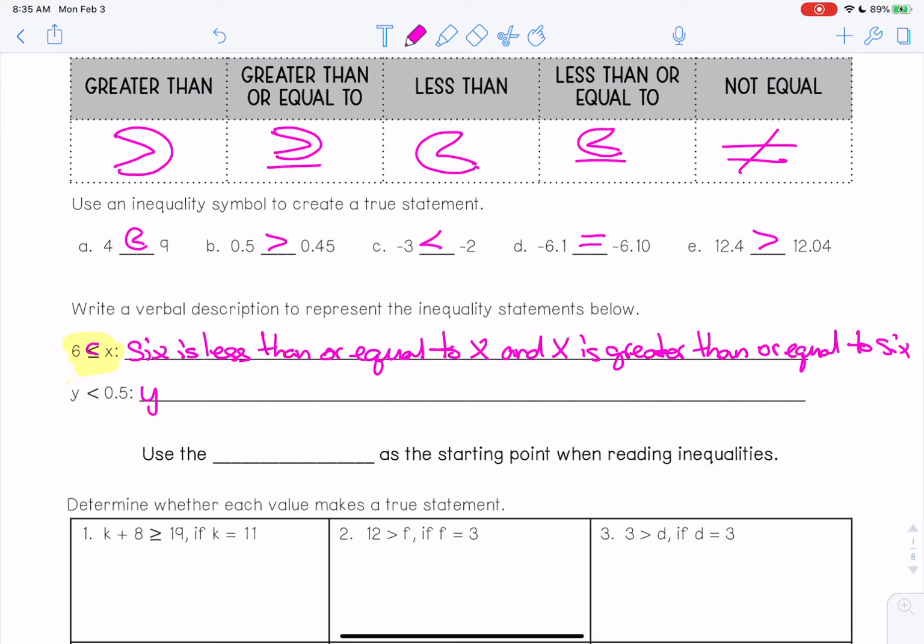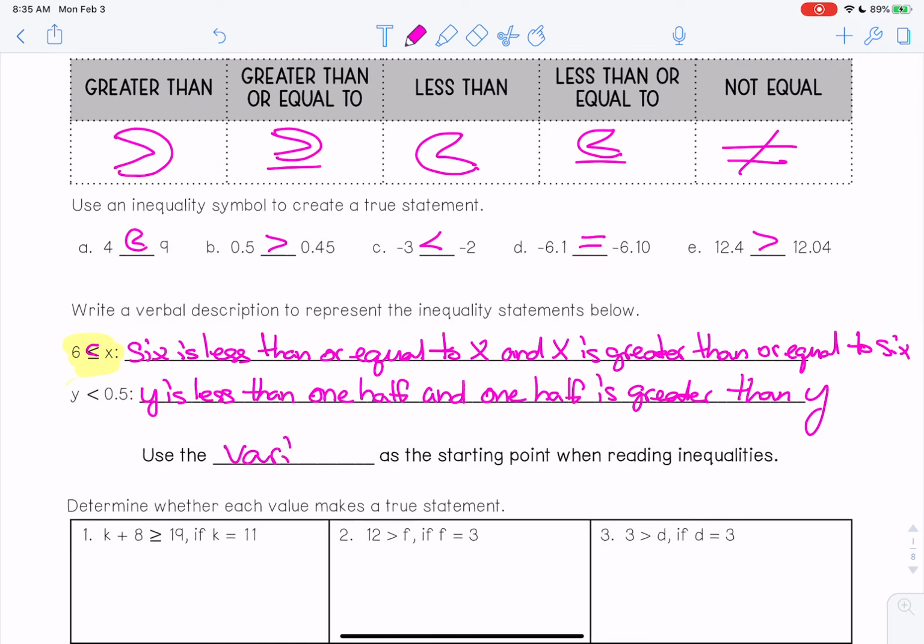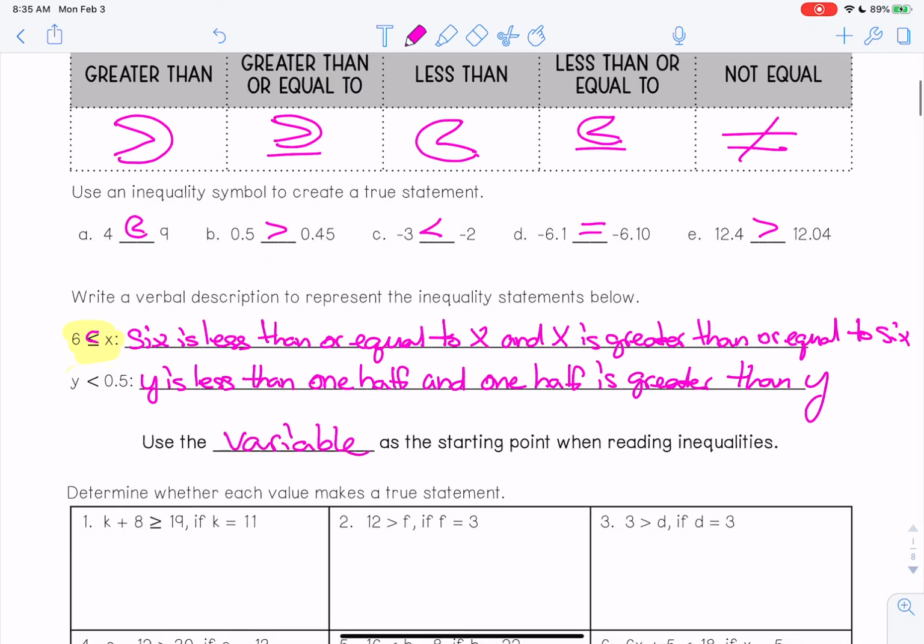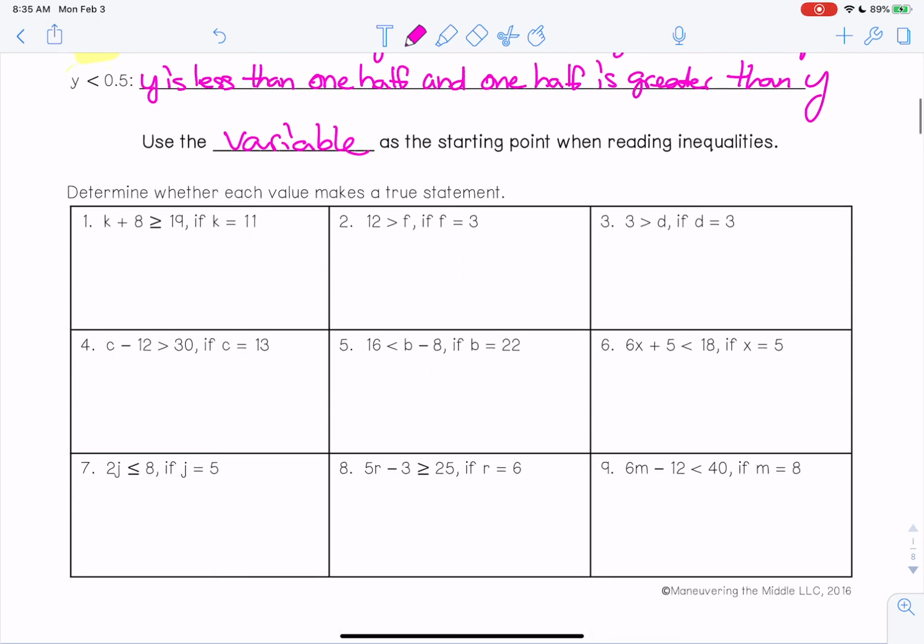So we could write that as Y is less than 1/2, and 1/2 is greater than Y. Either way is good. Use the variable as the starting point when reading inequalities. So, determine whether each value makes a true statement. So now they're going to give us what the variable equals, and we're going to plug it in and we're going to see, is this true?